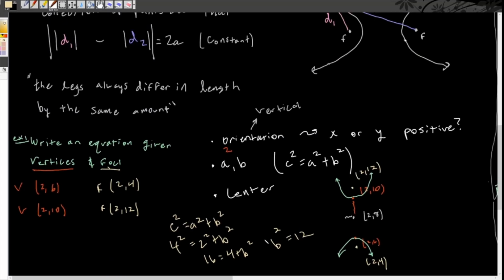I didn't give myself a whole lot of room here. I'm going to write it over here in pink. So it's vertical, so the y is positive. So we have y minus the y coordinate of the center, that's 8, squared over the positive fraction gets a. So a is 2, minus x minus 2 squared, the x coordinate of the center, divided by the negative fraction gets b. So b squared is 12. Sorry, a squared is 4, right?